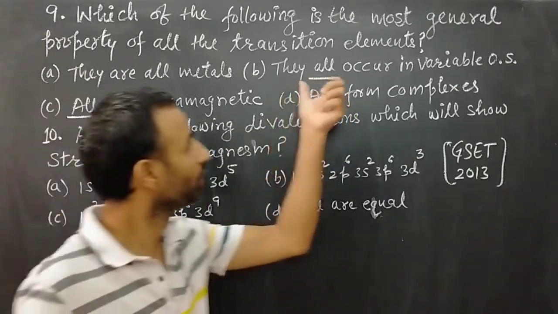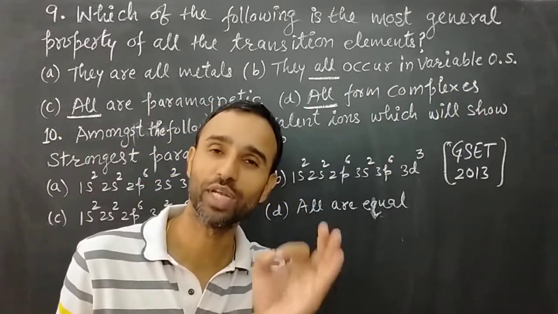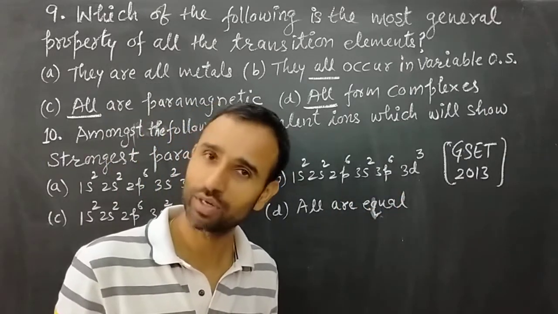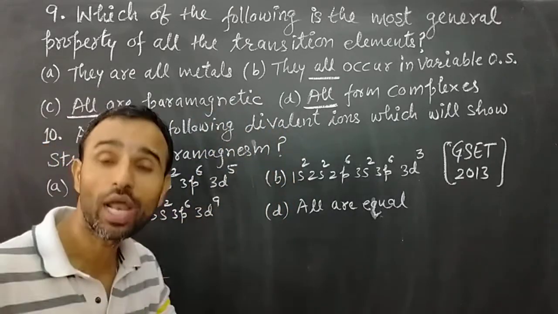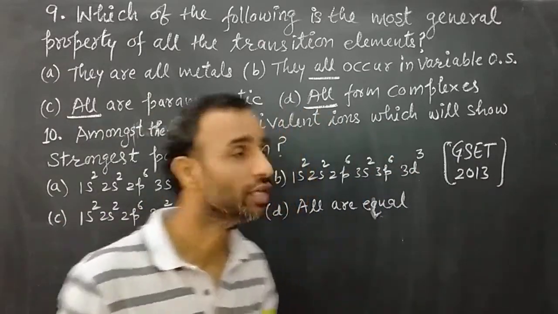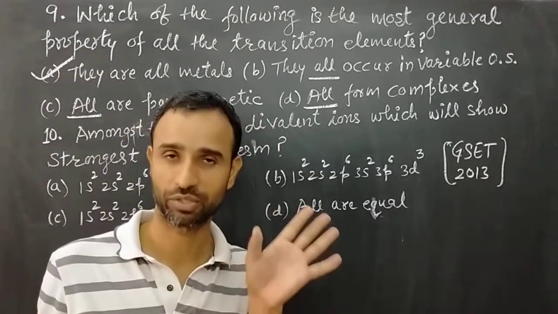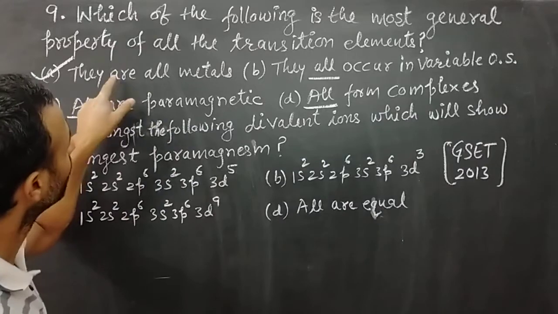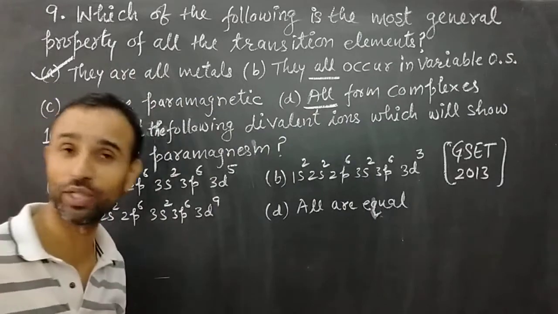Actually, "they all occur in variable oxidation state" is wrong. Most of them occur in variable oxidation state, and scandium is an exception. Scandium occurs in only the +3 state. Most of them are paramagnetic, but all are not paramagnetic. Most of them form complexes, but not all. But it is for sure that they are all metals. All are metals. That's why this is the most general property of all the transition elements.